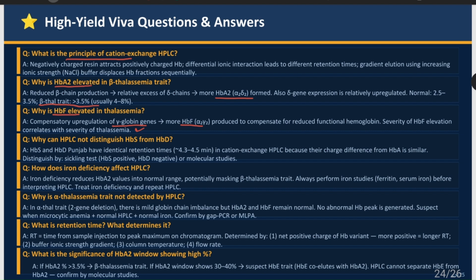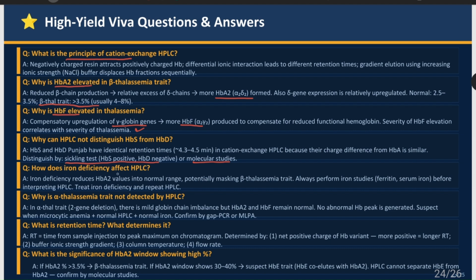Why can HPLC not distinguish HbS from HbD? Because HbS and HbD have identical retention times in cation exchange HPLC. Hence, they should be distinguished by sickling test, which is positive in HbS and negative in HbD, or by molecular studies.